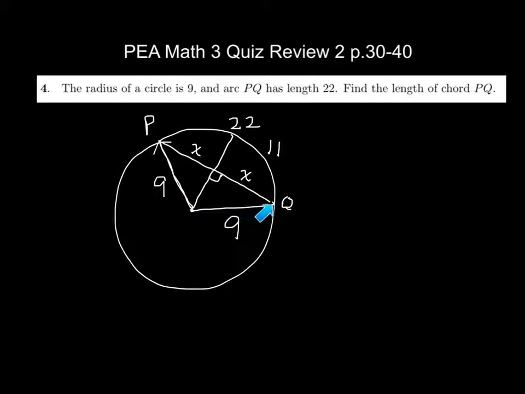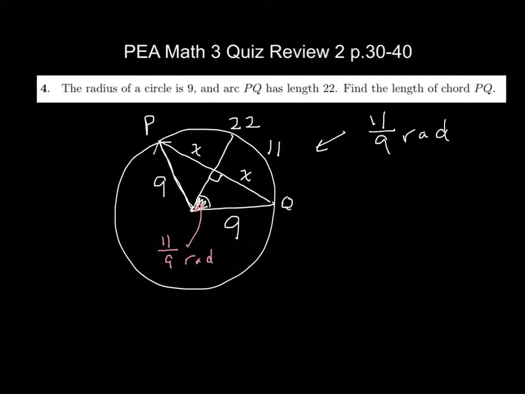So if I look at this sector right here, that's the radius. This is the length. So how would I figure out how many radians this arc is? 11 over 9. So that arc is 11 over 9 radians. And that means that this angle, the central angle here, is also 11 over 9 radians.